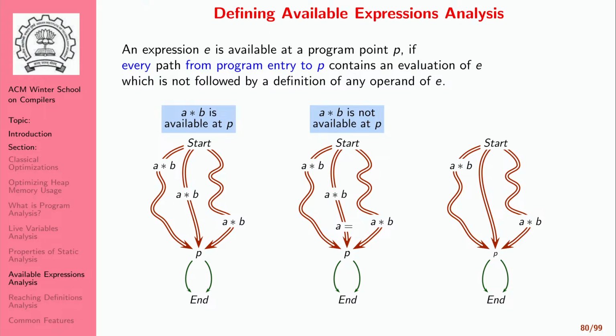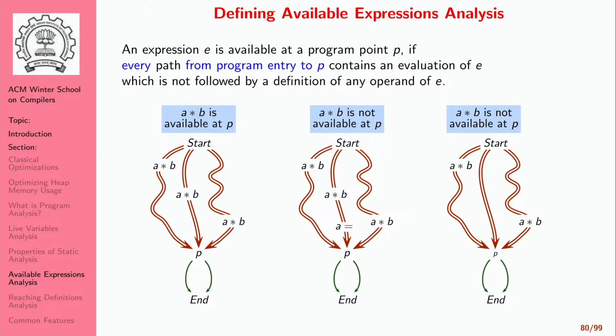What about the third example? Is the expression A star B available at P? No, because along this path the expression is not at all evaluated. So we want that the expression be evaluated along every path, and we want that along every path the last evaluation of the expression should not be followed by a redefinition of any of its operands, right? So here A star B is not available.